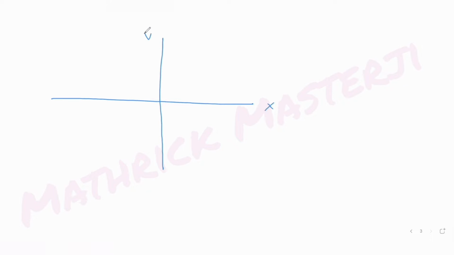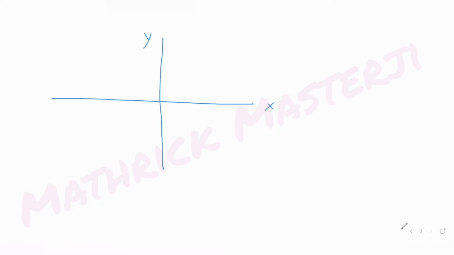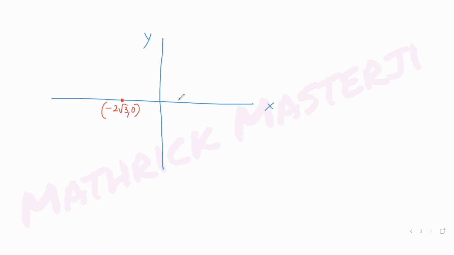So this is your x-axis, this is the y-axis. Now you have your center coordinates as -2 root 3. So root 3 we know is 1.7. So -2 into 1.7 is somewhere -3.4 something. So let's say somewhere here. So -2 root 3 comma 0 is your center, and your radius is 4. So minus 3.4 plus 4 will make it plus 0.6.